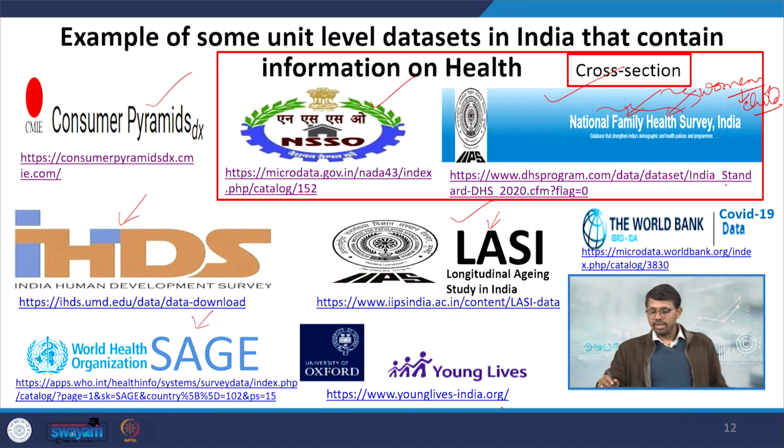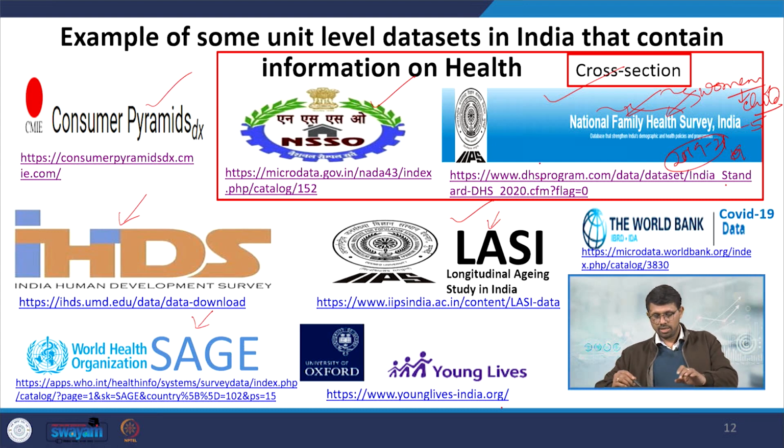The latest round that was covered is 2019 to 21. This is called NFHS 5. Okay, if you click on this link, all the databases are available. You need to do a simple registration with your college iCard. Then it will give you the data, and the portal is DHS datasets.